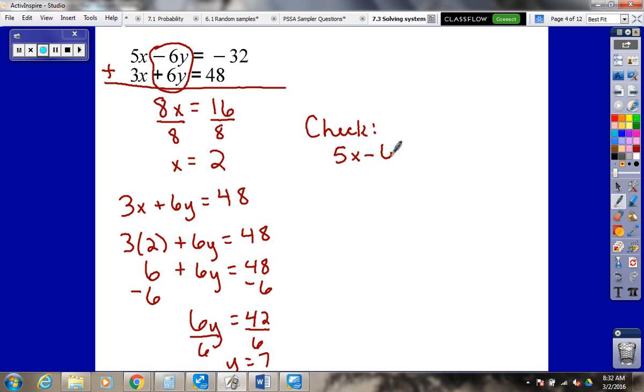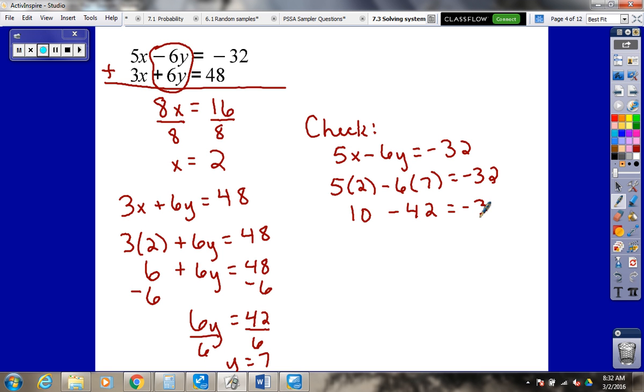5x minus 6y equals negative 32. So our x is 2, our y is 7. We end up with 10 minus 42 equals negative 32. Is that true? Is 10 minus 42 negative 32? Good. So negative 32 equals negative 32. And we are correct.